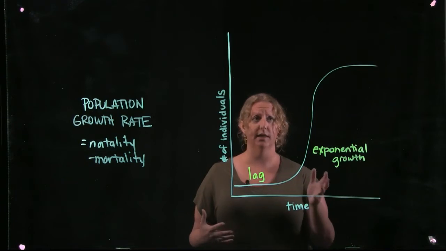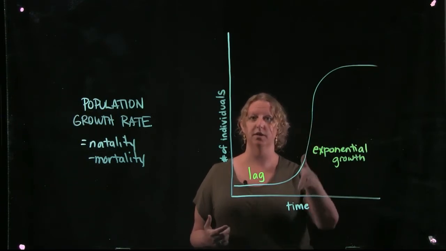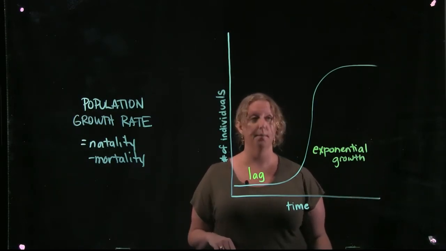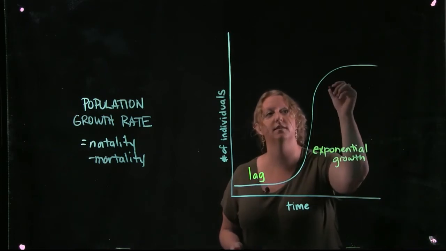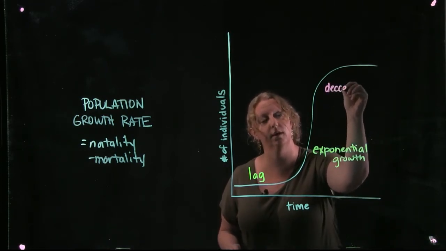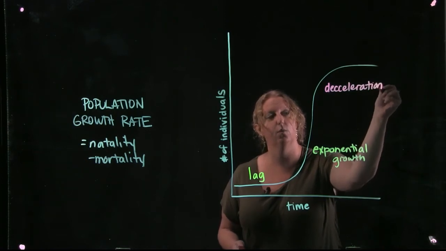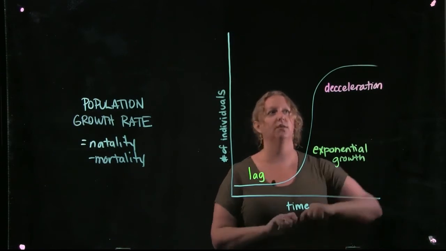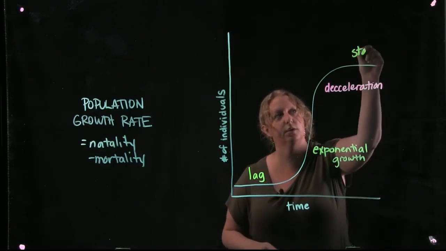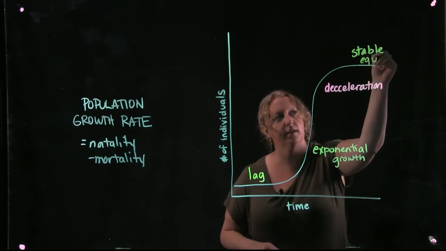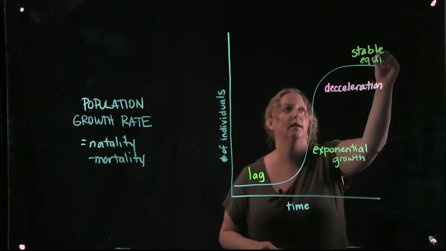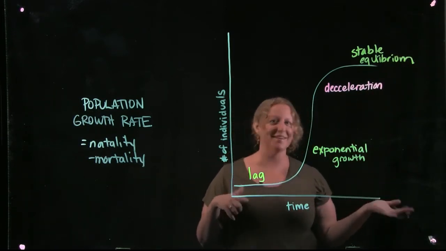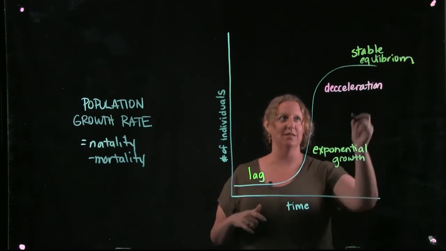Some organisms can maintain populations in this exponential growth phase for a very long time. Some can maintain populations there indefinitely. But in many cases, populations eventually transition into this deceleration phase where population growth slows down. This curve gets a little bit shallower, and eventually you end up at some state of stable equilibrium, where you're not really increasing. Population's not increasing too much, it's not decreasing too much. It's basically staying at some stable number.